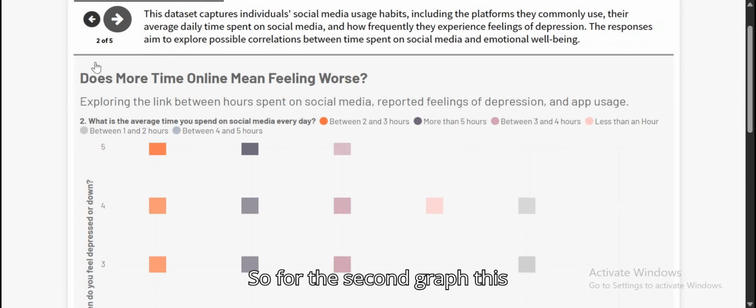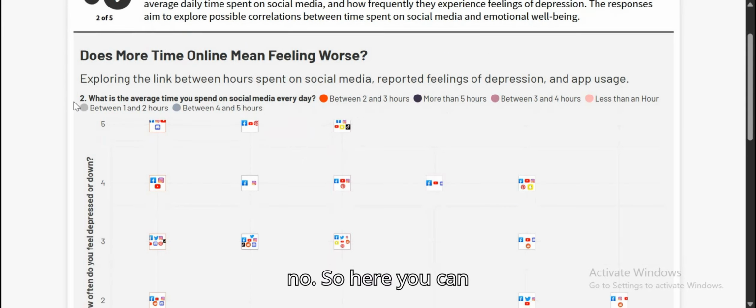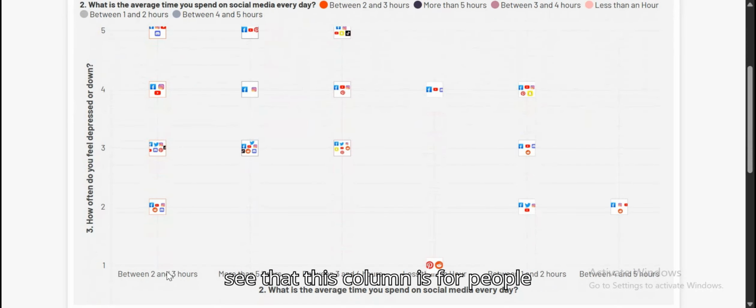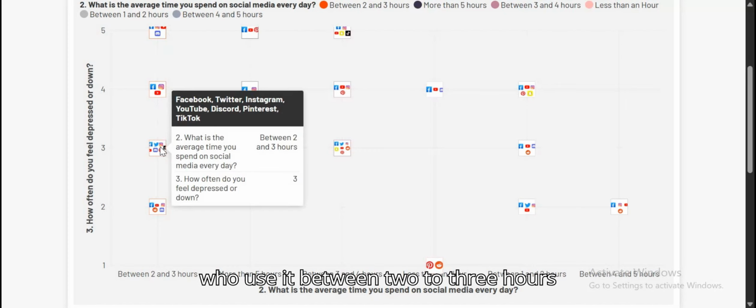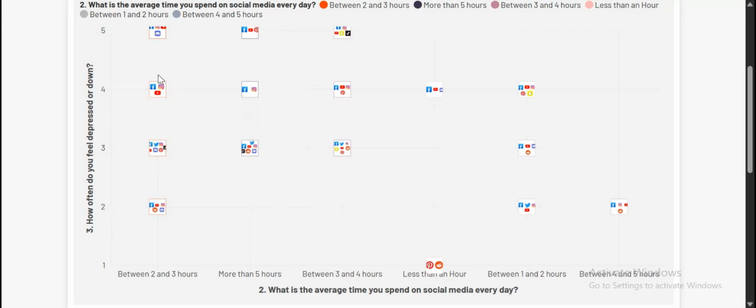So for the second graph, this one captures the individual's social media usage and how it affects them feeling depressed or not. So here you can see that this column is for people who use it between 2 to 3 hours and how often they express or feel depressed. Okay, and this is for people who use it more than 5 hours, and the graph keeps going.